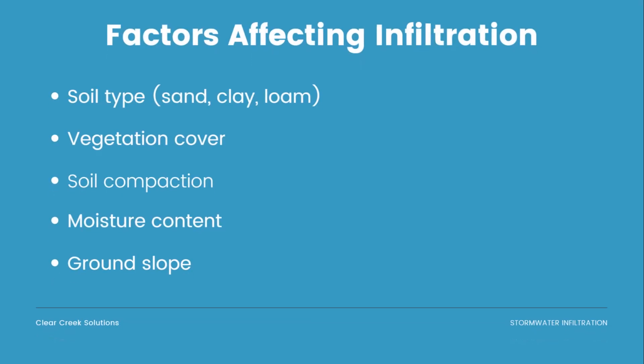So what are the factors affecting infiltration? How much water infiltrates depends on local site conditions. Sandy soils allow rapid infiltration, while clay restricts it. Vegetation protects soils and encourages infiltration, while compaction from construction reduces it. Soil that starts dry can initially absorb more, but capacity declines as it saturates. And finally, the slope matters. Water on steep ground tends to run off before it infiltrates, as opposed to flatter ground.